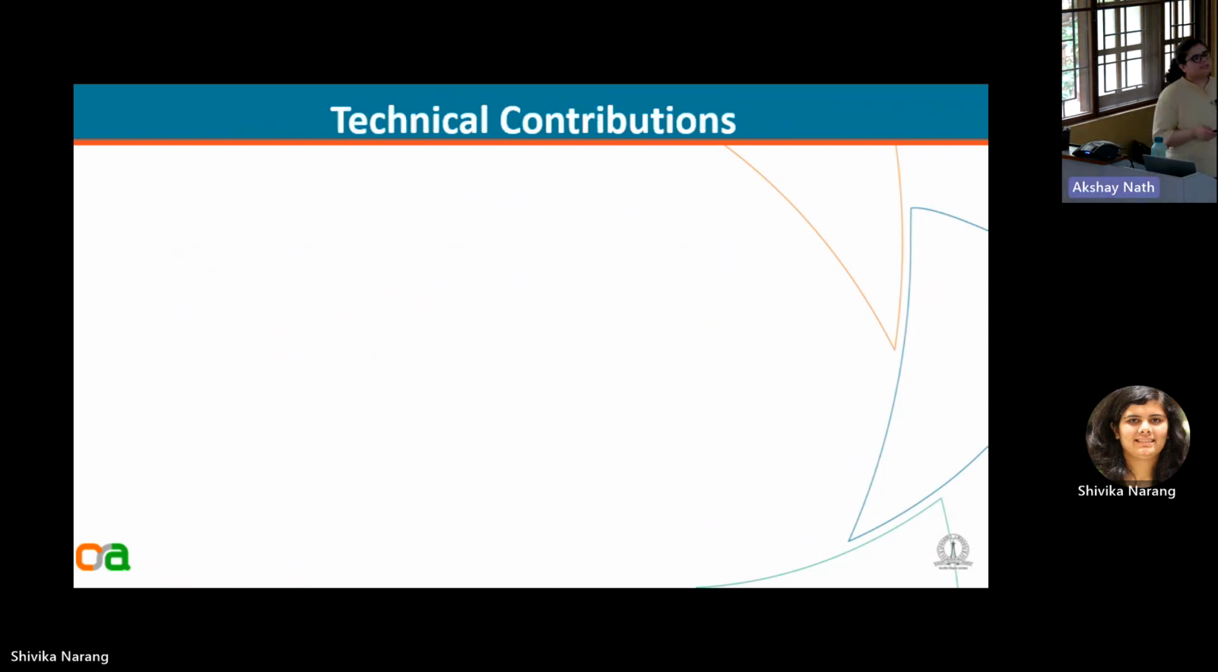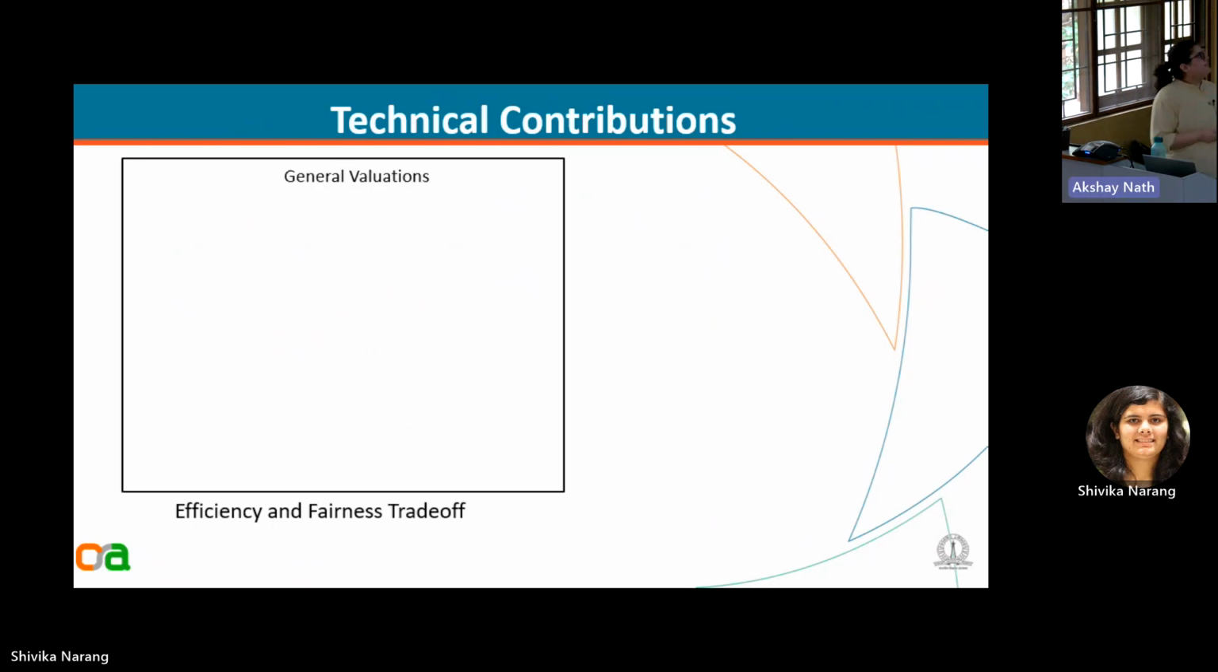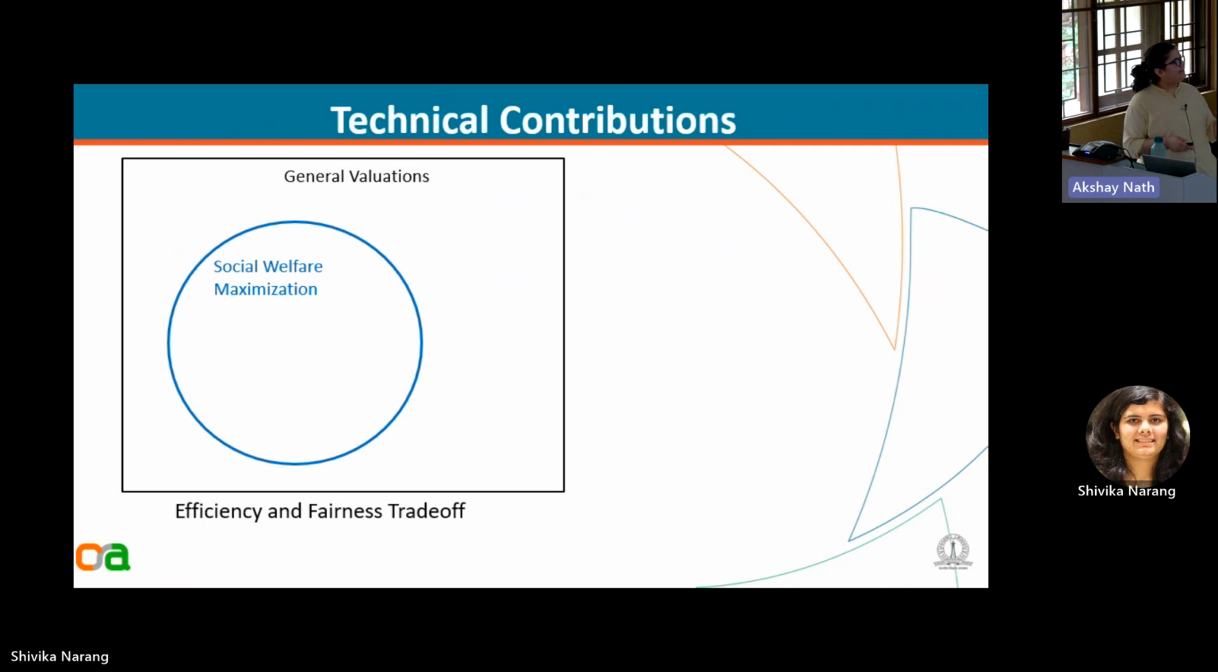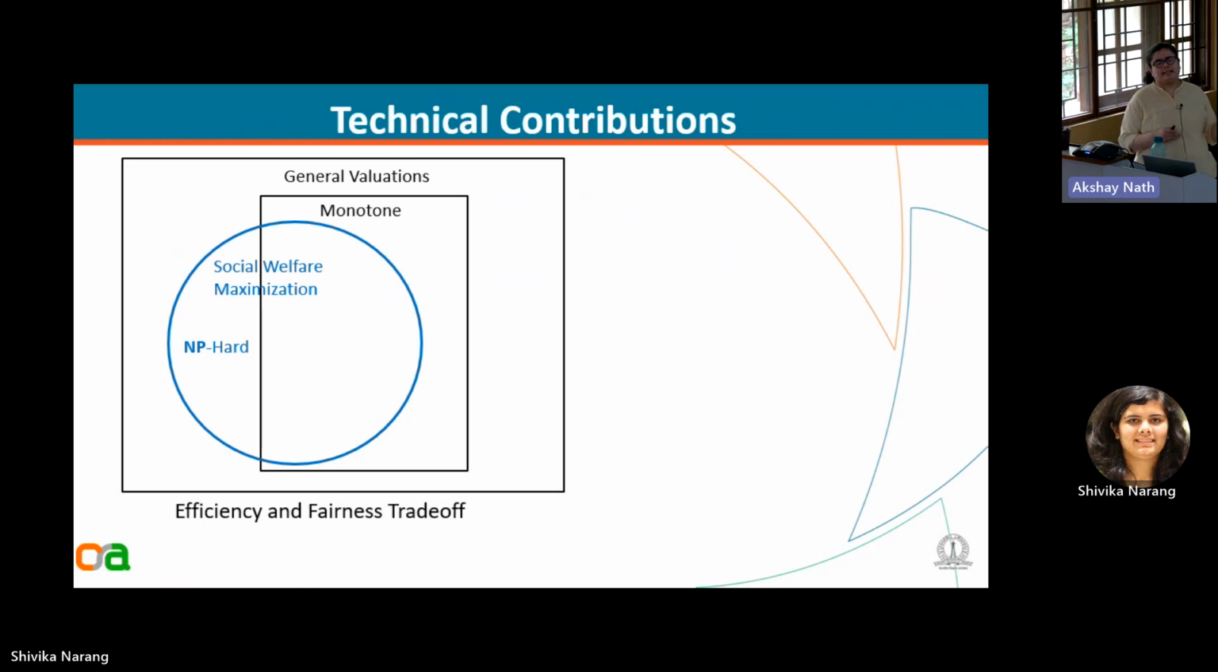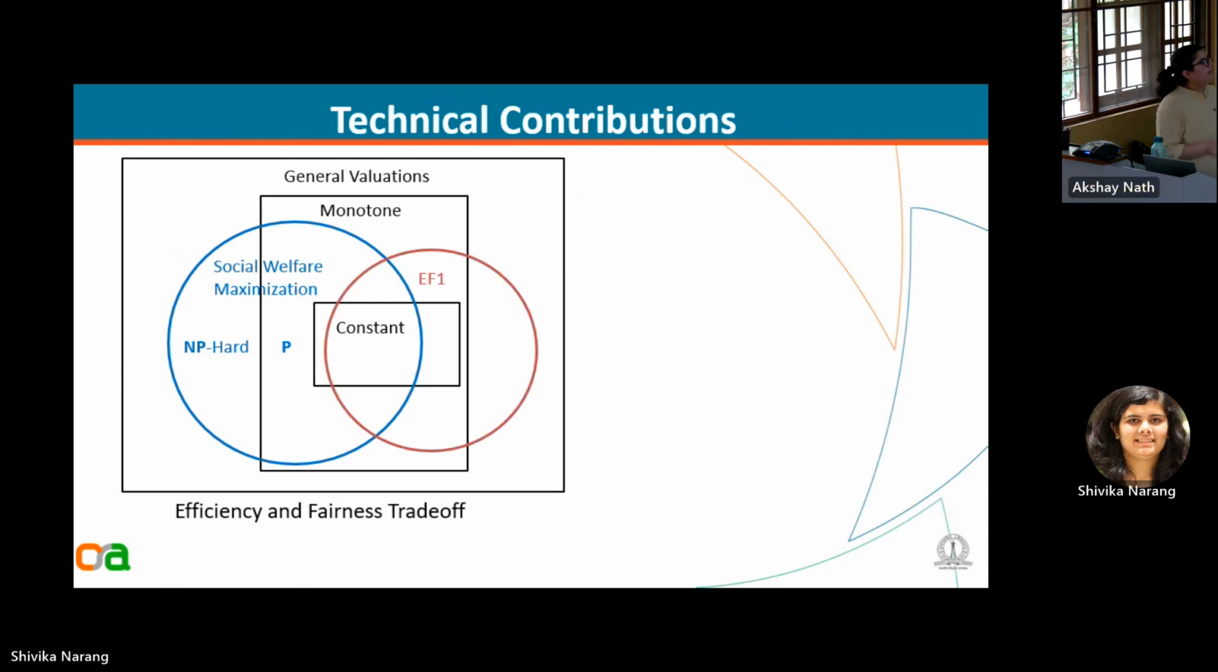So yeah, our contributions are that we look at efficiency and fairness separately and together. We find that over the space of all valuations, if you want to maximize social welfare, this is NP-hard. But if you restrict yourself to monotone valuations, so values can increase with time or decrease, in either of those cases this problem is tractable, and in particular, it is tractable for when the valuations don't change with time. When these values don't change with time, EF1 is guaranteed to exist for goods.